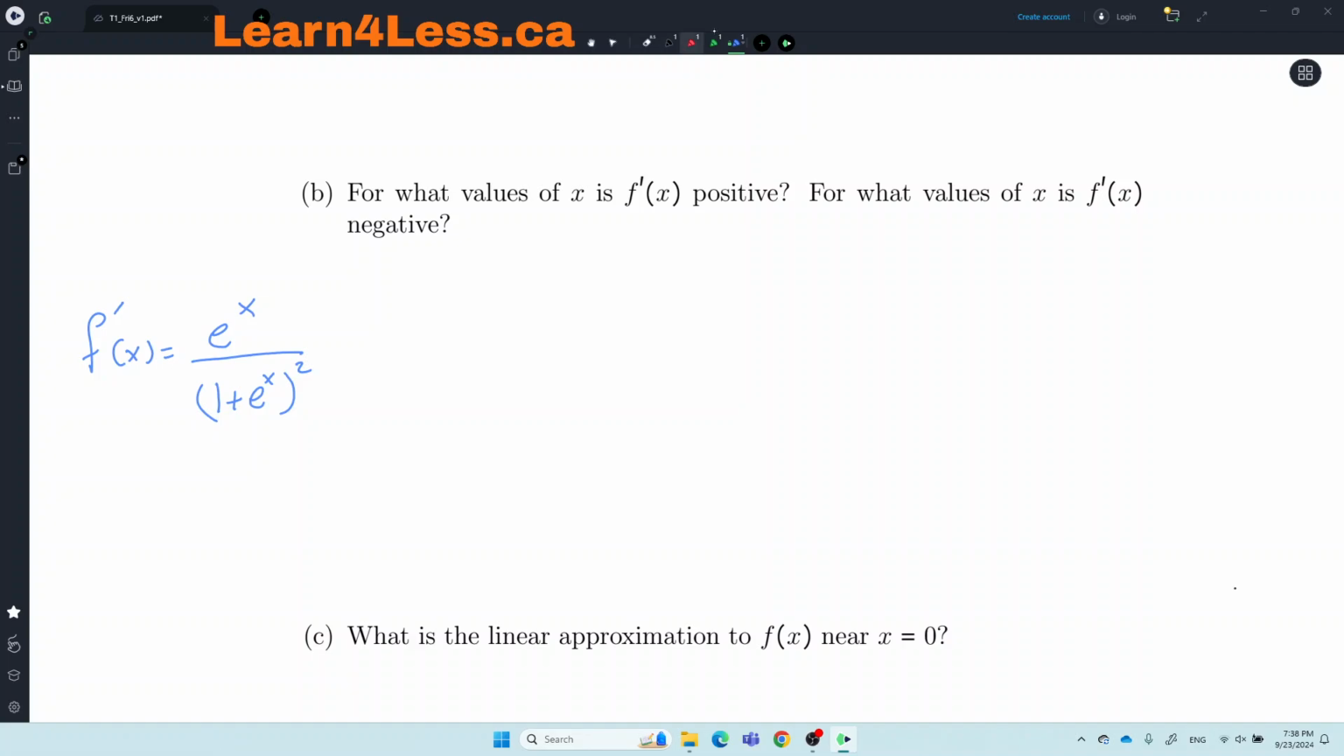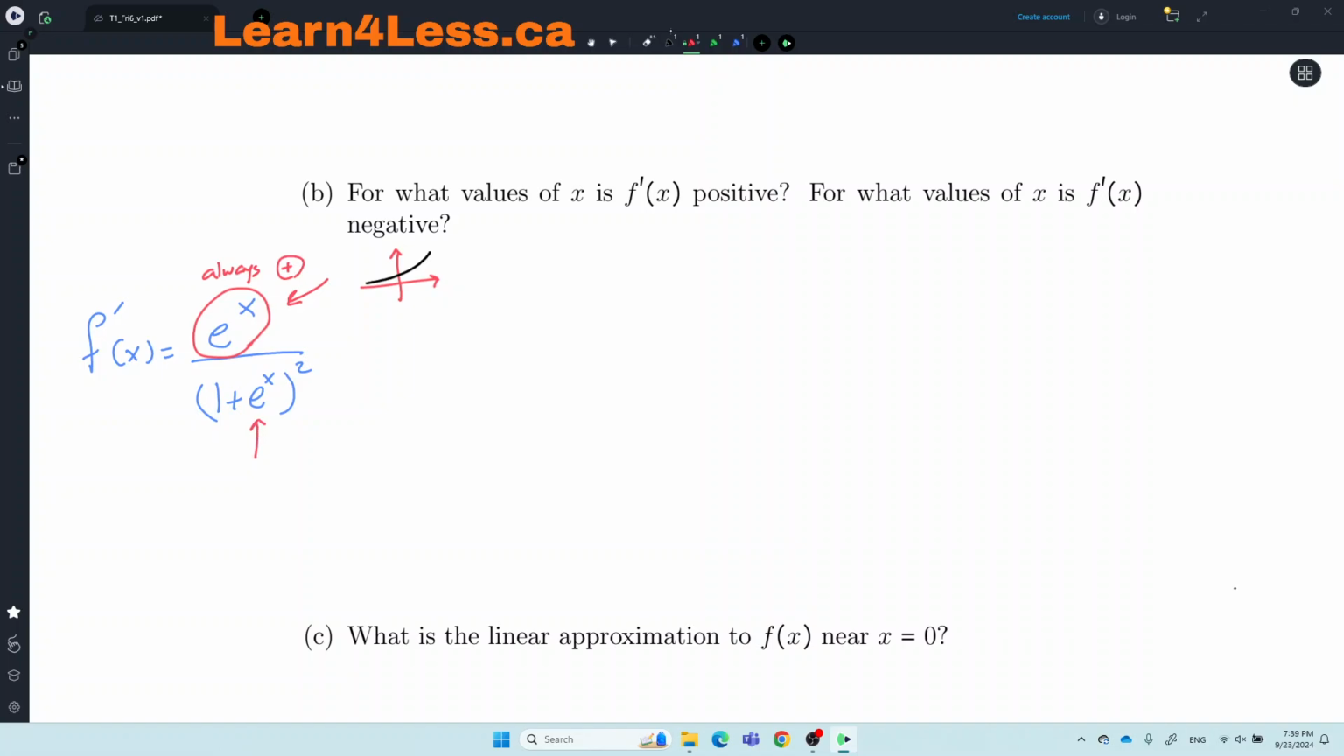So let's investigate the numerator and see for what x values it would be positive, and for what x values it would be negative. E to the x, if you remember the graph of e to the x, very quickly looks like this. And what we need to know is it's always above the x-axis. So basically, it is always positive. E to the x is always positive.